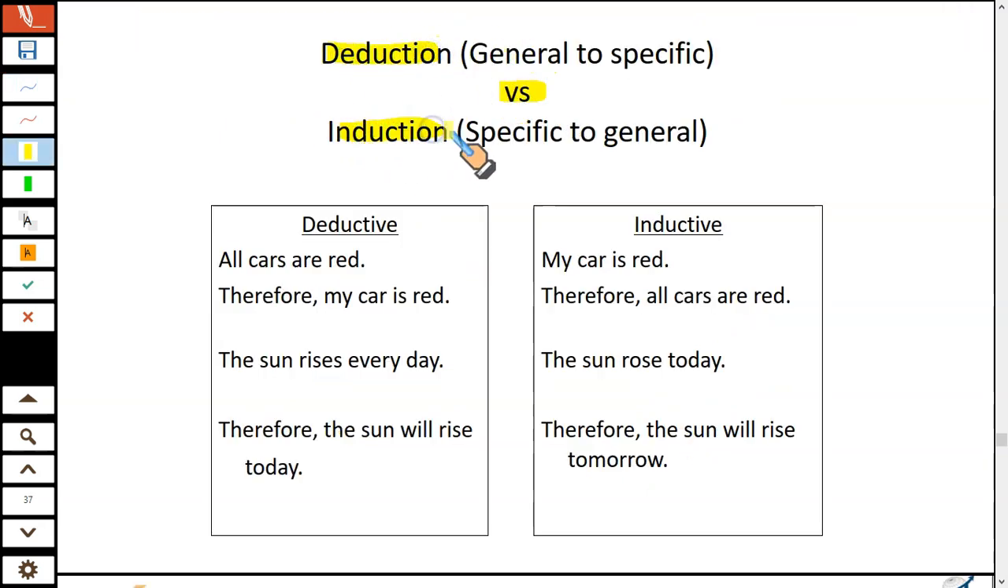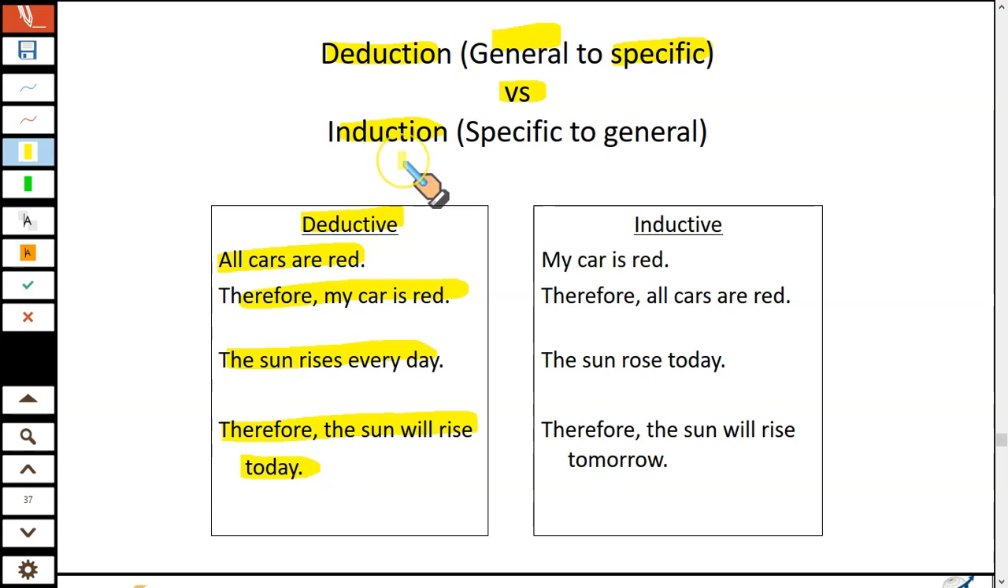Deduction versus induction. Deductive reasoning versus inductive reasoning. Deduction starts with a general rule to make specific conclusions. So basically it starts from a known fact and applies it to individual cases. Like, all cars are red, a general rule. Specific conclusion: therefore my car is red. General rule: the sun rises every day. Specific conclusion: therefore the sun will rise today. This is called deductive reasoning.